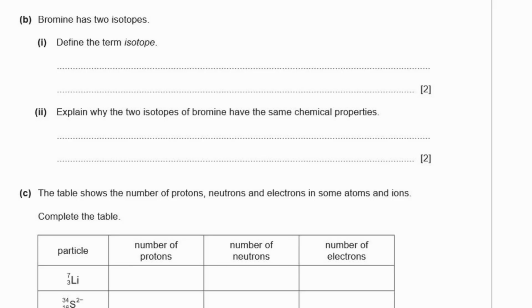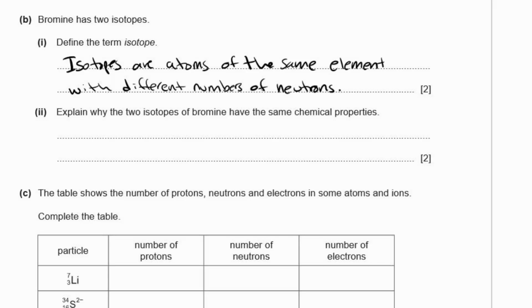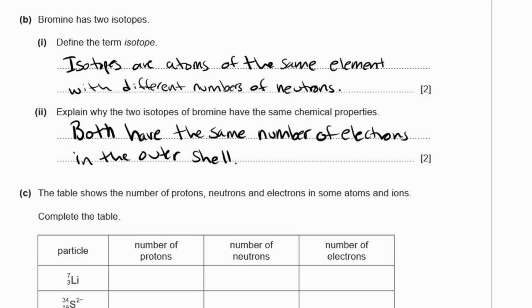B. Bromine has 2 isotopes, and define the term isotopes. So isotopes are atoms that are of the same element, but they have different numbers of neutrons. Isotopes are atoms of the same element with different numbers of neutrons. Okay, they have the same number of protons and different numbers of neutrons. 2. Explain why the isotopes of bromine have the same chemical properties. So the reason why they have the same chemical properties is because of the outer shell. They have the same number of electrons in the outer shell. So both have the same number of electrons in the outer shell, and chemical reactions have to do with the electrons.